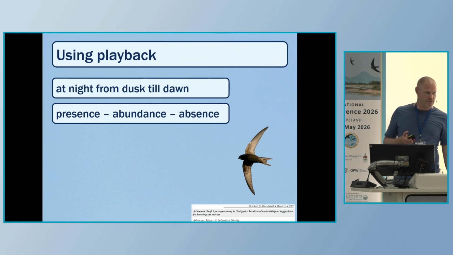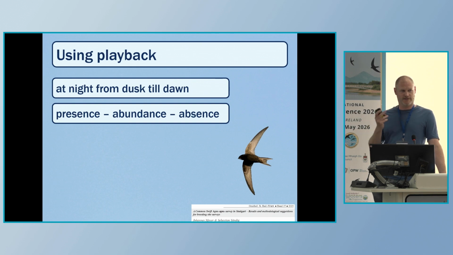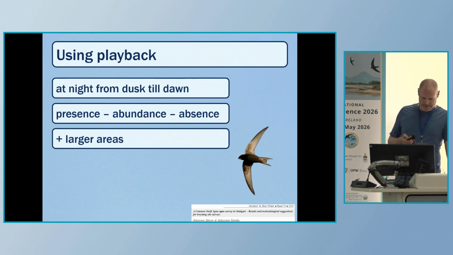Abundance is more difficult, because if Swifts are breeding nearby, you get a response, but you hear just one response. You don't know if this is one nest site or two nest sites or even more. So it's always the minimum number of breeding pairs, not the real abundance. And with absence, if you don't get a response, you don't know if there is no Swift or you just get no response. So it's not a method for absence.